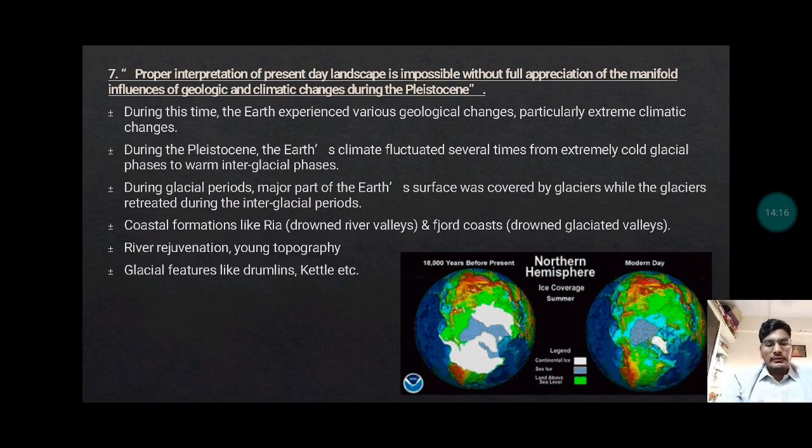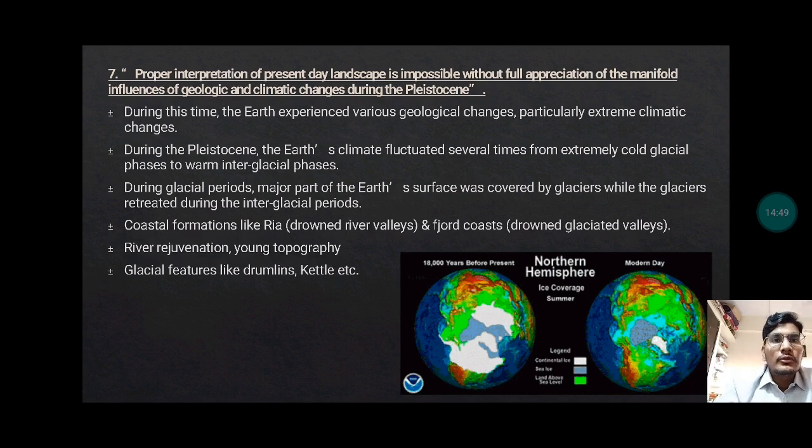Okay, so this concept simply states that proper interpretation of the present day landscape is impossible without full appreciation of the manifold influences of geologic and climatic changes during the Pleistocene period. So here there are some key terms. One is geologic and climatic changes during the Pleistocene, and second, due to that, the interpretation of the present day landscape. So yes, it is very true that geography actually lies in the history of the landforms.